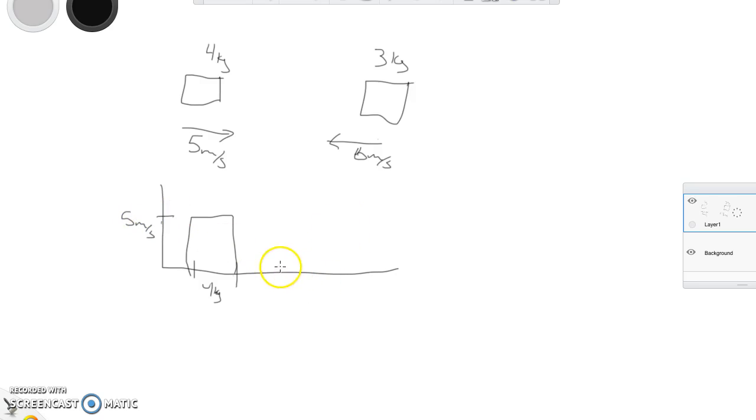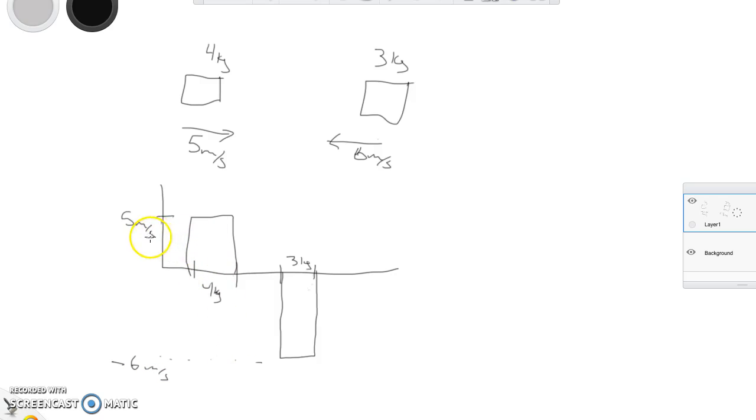Meanwhile, this 3 kilogram object has a velocity of 6. But how could I show that it's going the opposite direction? Well, one thing I could do is have it go downward, okay? Because if it's going opposite, we could say that it has a negative velocity, okay?